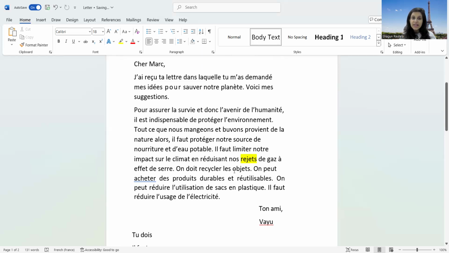On doit recycler les objets. We must recycle the objects. On peut acheter des produits durables et réutilisables. We must also buy products which are durable and reusable, that can be used again and again. On peut réduire l'utilisation de sacs en plastique. We can reduce the usage of plastic bags. And it's also necessary to reduce the usage of electricity.